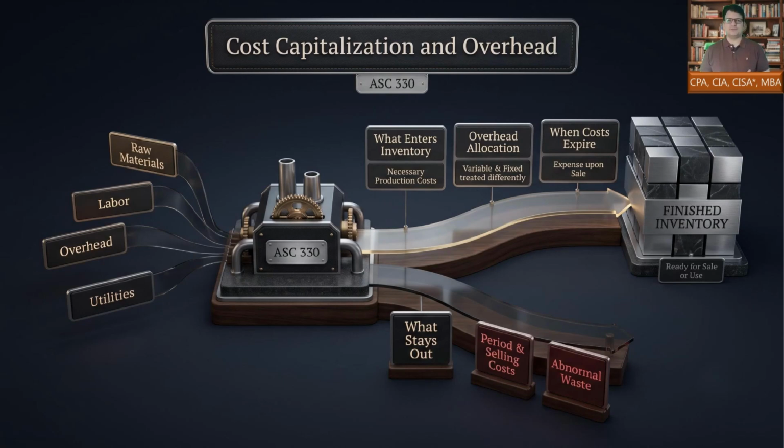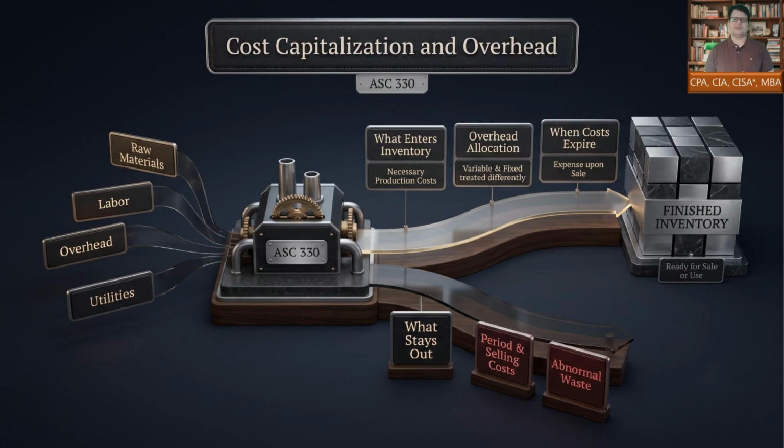In video 1, we focused on what belongs in inventory and when control transfers. Now we move to the next question under ASC 330. Once the goods belong to the entity, what cost should be attached to them? Inventory cost is not just the supplier invoice. It includes the cost required to bring goods to their present condition and location, ready for sale or use.